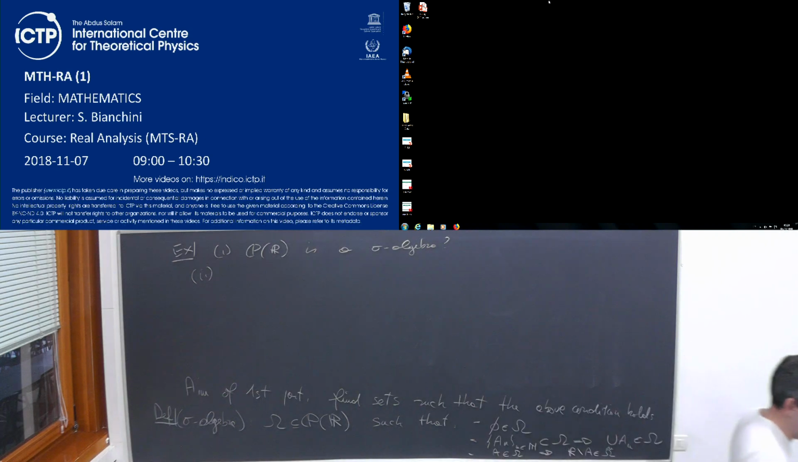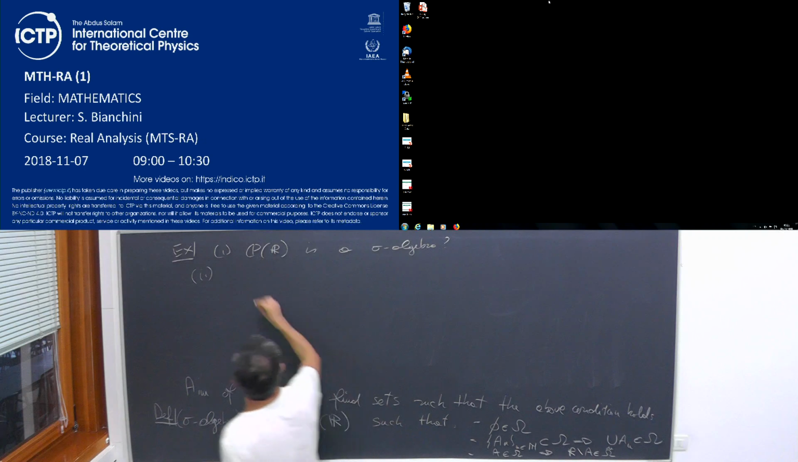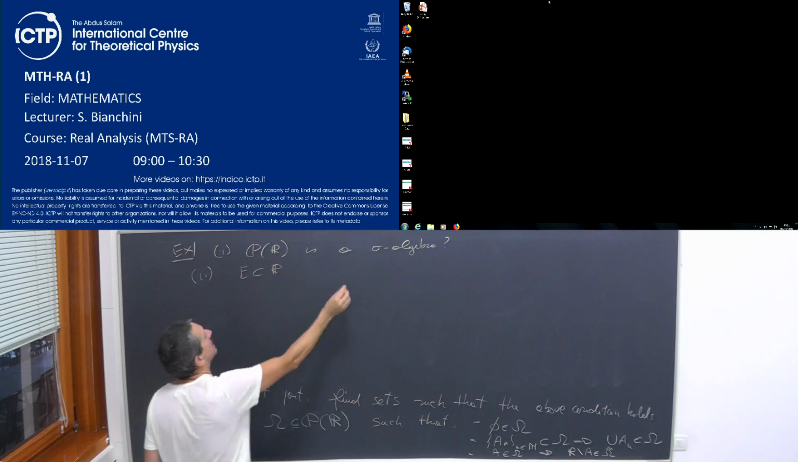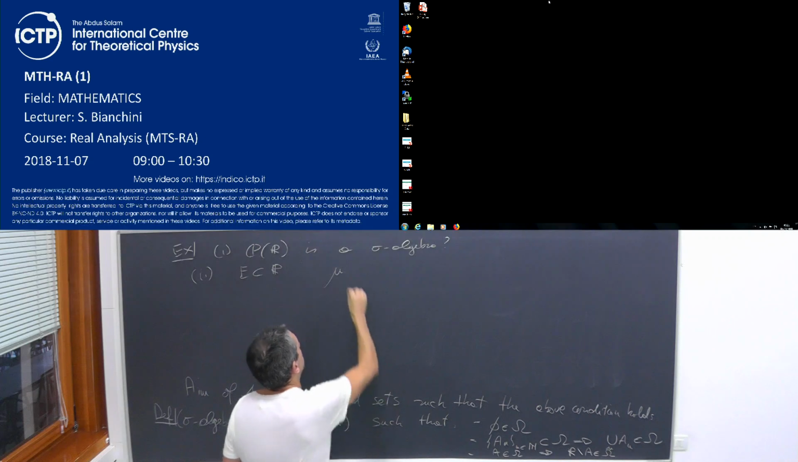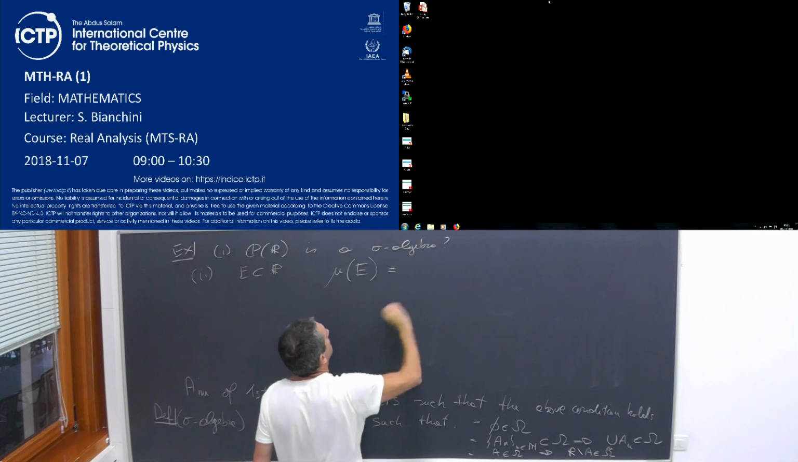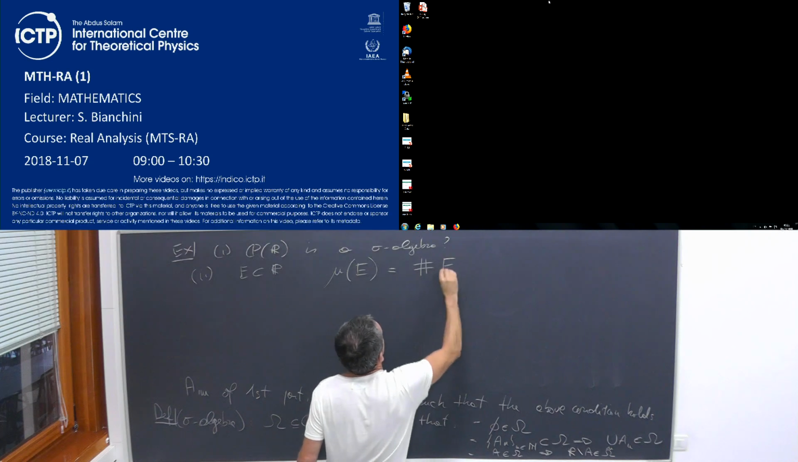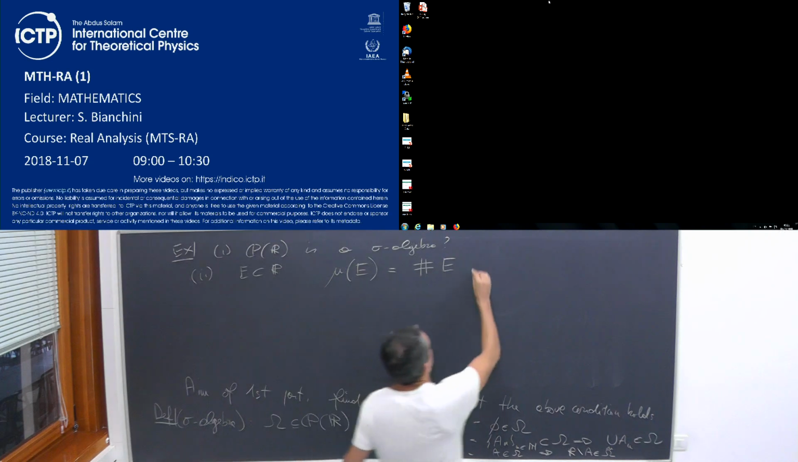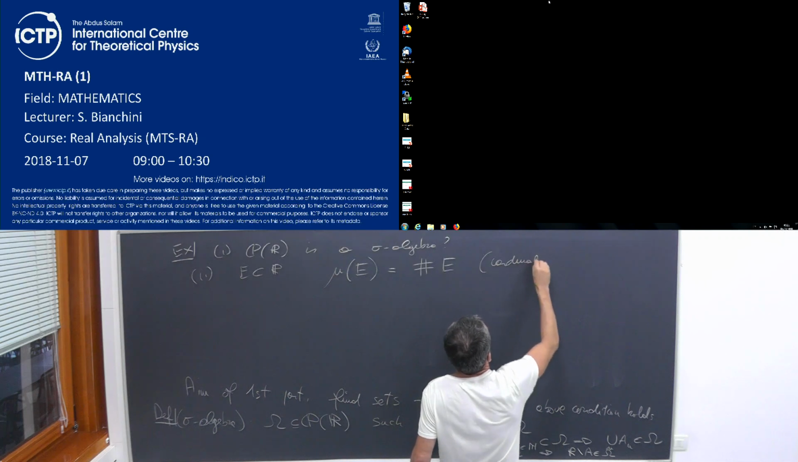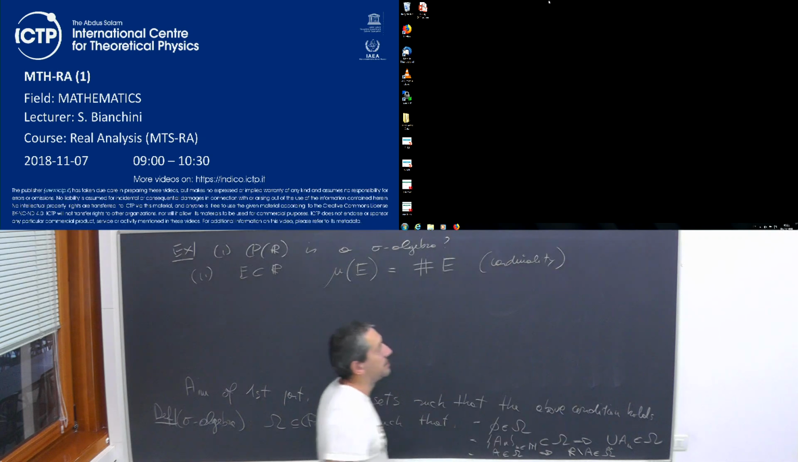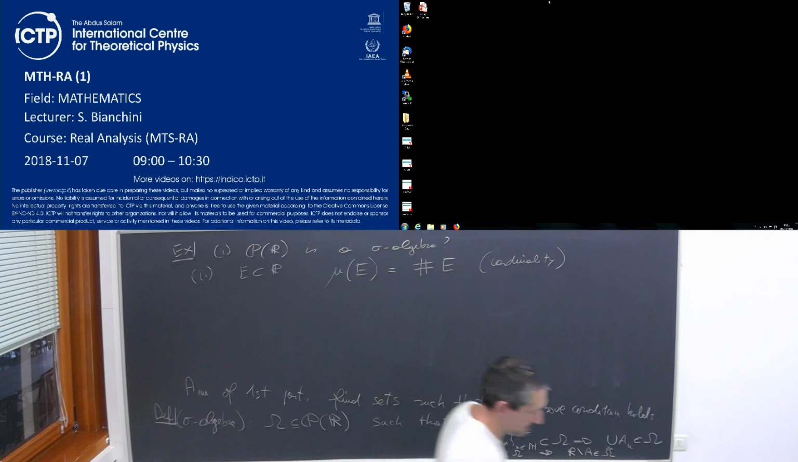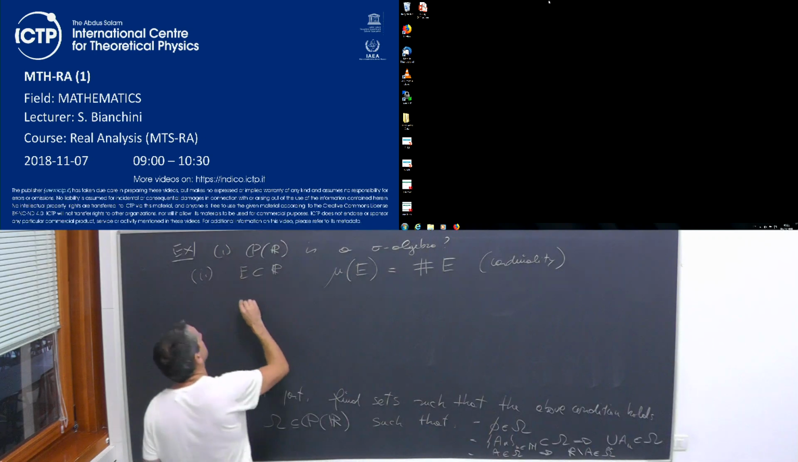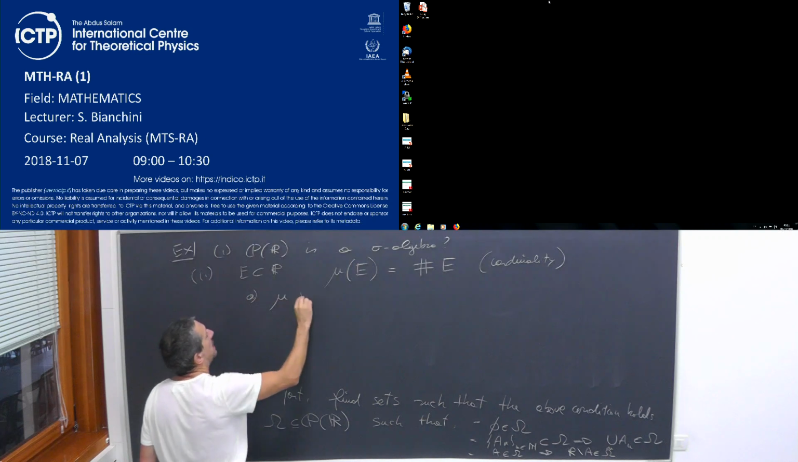Then define the following object. If E is contained in R, the function is a set function, which I call measure: mu of E is equal to the cardinality of E. So this is the cardinality, even if E is infinite? That means infinite. So it's a set function. So let's see. Mu is translation invariant.